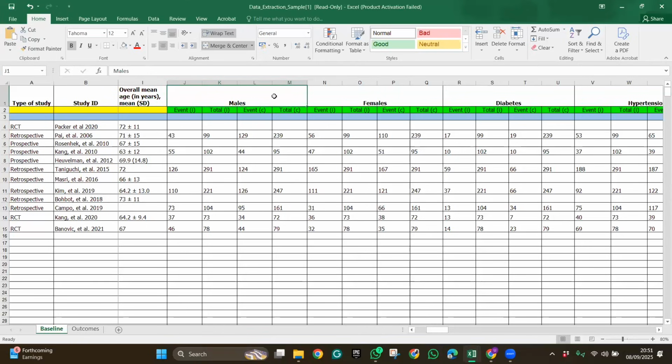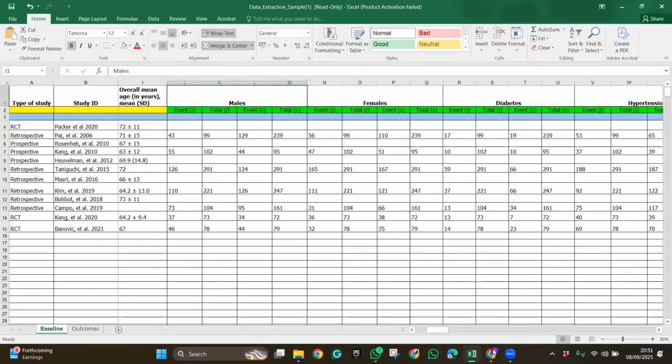One of the reasons is because majority of the studies, right? Majority of the trials, majority of the studies express or report their gender in the form of male population, right? Majority of the studies report their population in the form of male population.